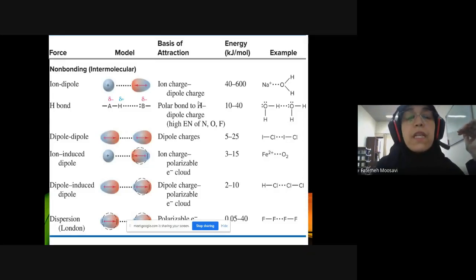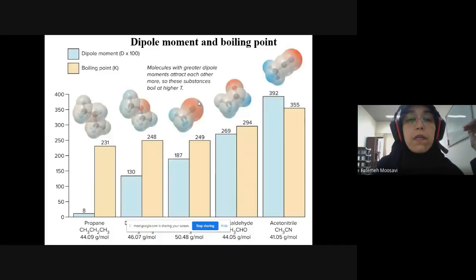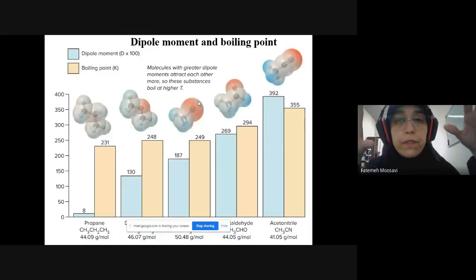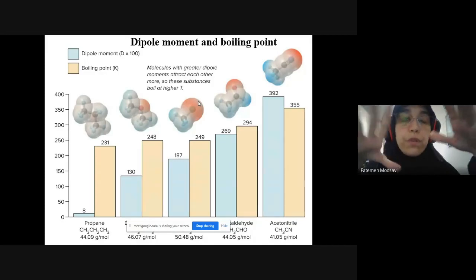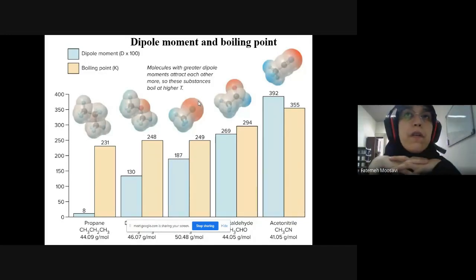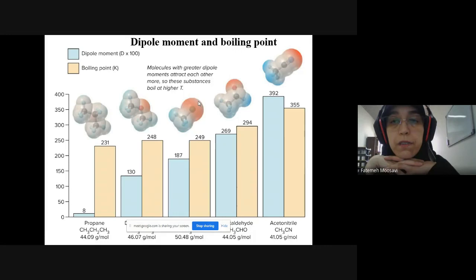The last one, but not the least, is that the dipole moment and boiling point have a direct relation with each other. If the dipole moment of a molecule increases, dipole-dipole interaction increases. So the boiling point of the compound increases.